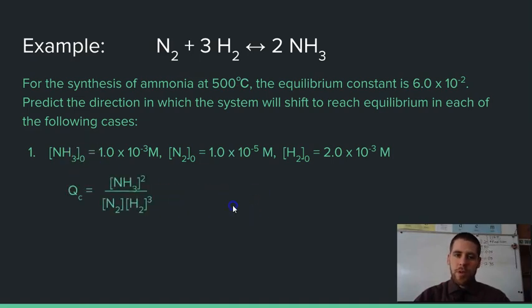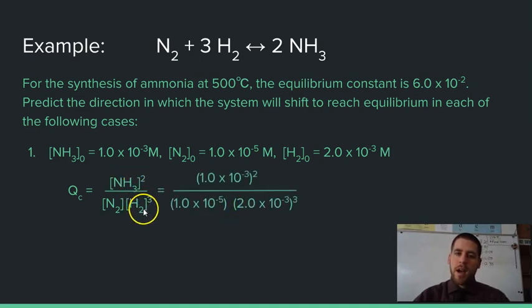And so set up your Q equation, products over reactants. Remember to square ammonia and take hydrogen to the third. Plug in your values that you're given, and you solve the math, and you get this answer. Now this is a relatively large answer. Now we need to compare that to our equilibrium constant.